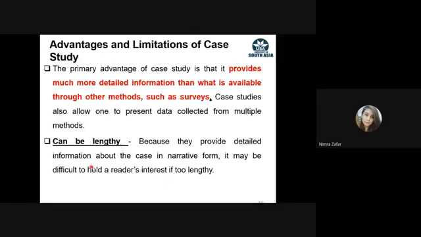Because they provide detailed information about the case in narrative form, it may be difficult to hold a reader's interest if too lengthy. So it is possible that a reader does not find interest in the case study if he or she is reading the case for a very long time, because case studies are lengthy. You have to conclude something by going into detail of something, so it is a lengthy process, and it is possible that you lose your interest while reading that case again and again.